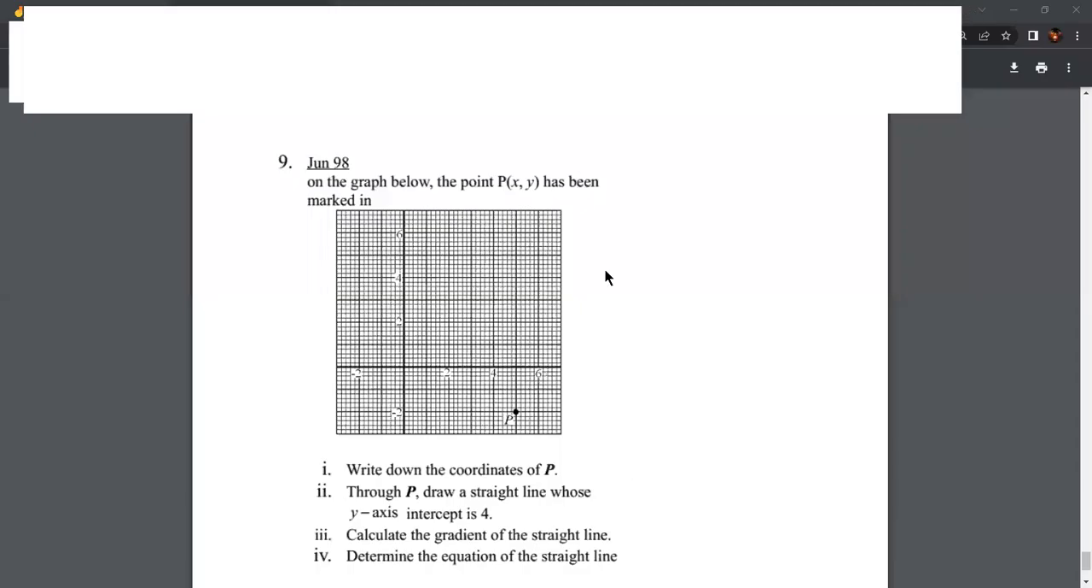Let's say they gave us a question like this one. They said on the graph below, the point P has coordinates, so they always have the x value first and then the y value after. So look at this. This is my point P here. They said write down the coordinates. Anytime they ask for coordinates, that means they want the x and the y value in this form.